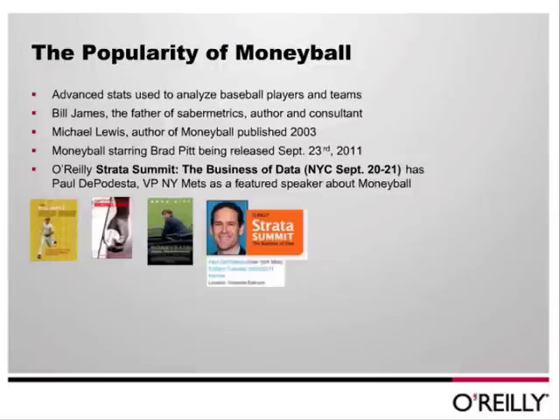Next week, also in conjunction with the release of the movie at the Strata Summit in New York City, O'Reilly has as one of the feature speakers Paul DePodesta, who is a vice president of baseball operations at the New York Mets, and who majored in economics at Harvard and then ended up working in baseball. He is actually one of the people who was in the book Moneyball and is featured in the movie, although I think I read that in the movie they don't use his actual name for the character.